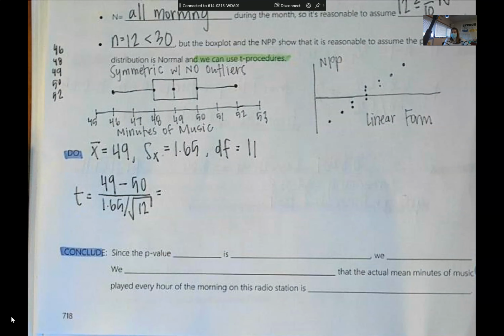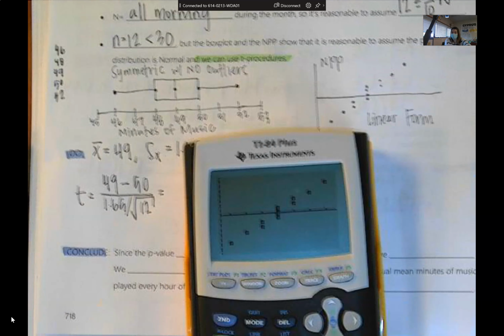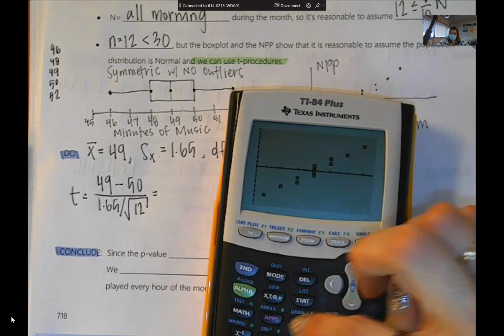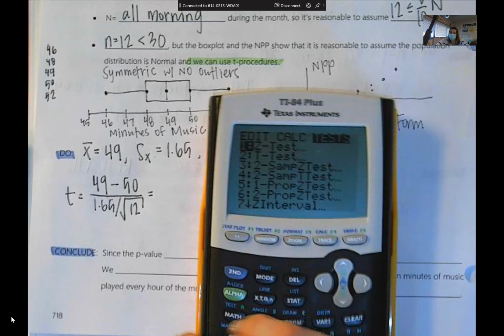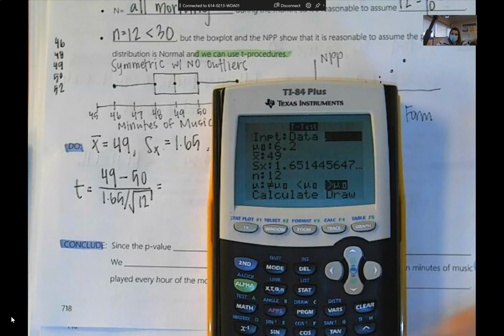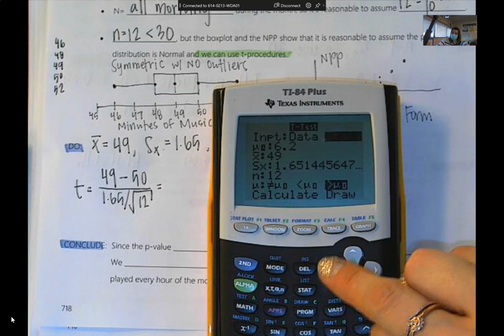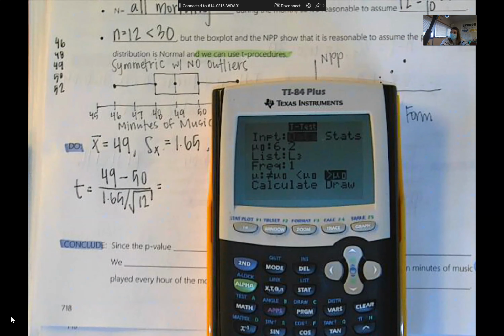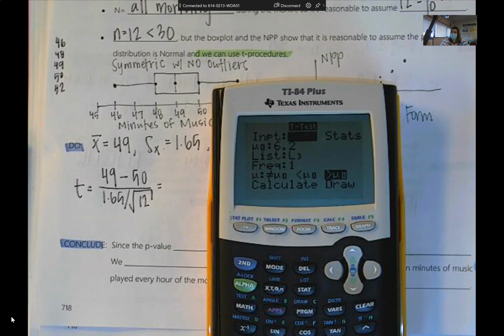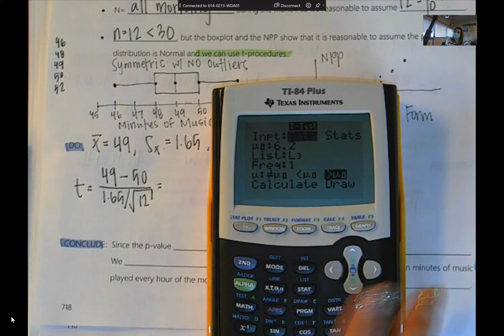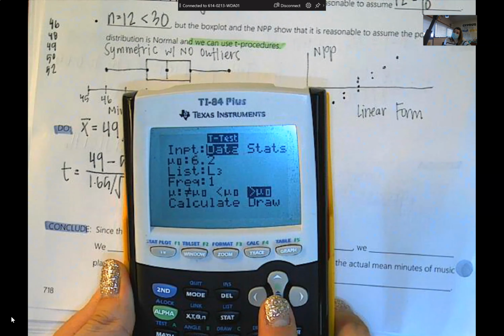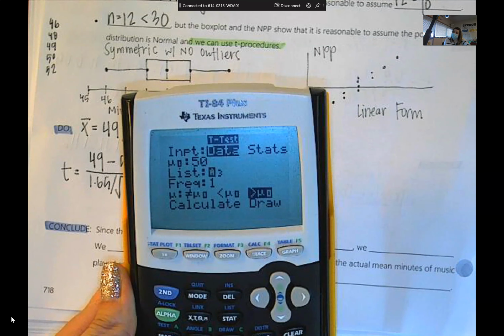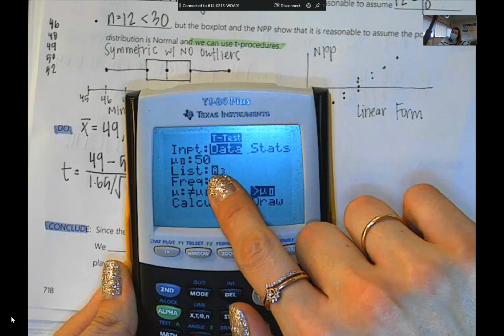I'm going to get this value from my calculator. So I'm going to hit stat, test, option 2, but this time I'm going to choose data because I actually have the data. You can do stats if you prefer, that's still an option, but this is the first one that I can actually do data, so I'm going to try that. So I hit data, my null value is 50, and the list that I put that data in was list 3.